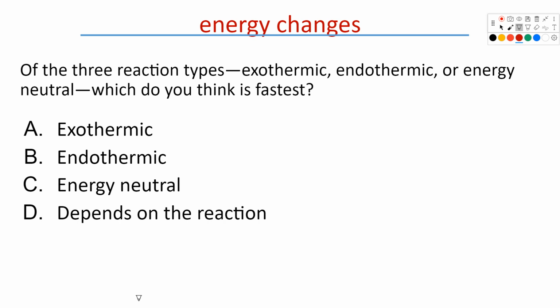All right, who wants to volunteer their answer? D, because it kind of turns into temperature. Very good. It is D. None of them is faster than the other. It is temperature and concentration dependent. Good job.